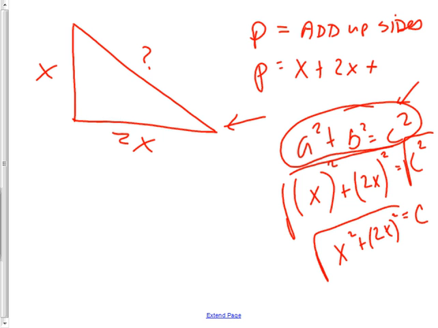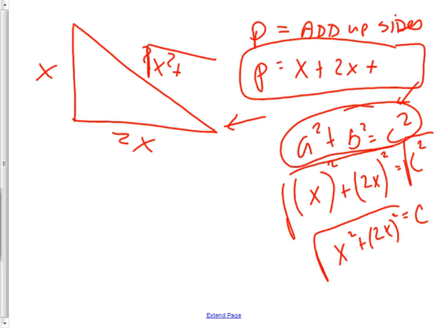So now I just figured out that my perimeter is x for the one side plus 2x for the other side plus this side right here, which is the square root of x squared plus 2x quantity squared. And that goes in here then: x plus 2x plus the square root of x squared plus (2x) squared. There we go. Not super easy, but it's not impossible either.